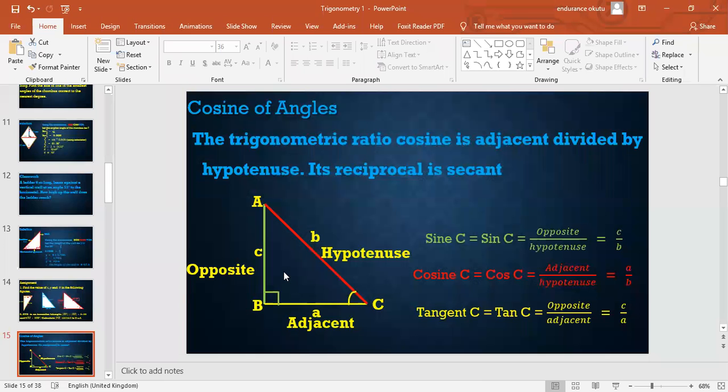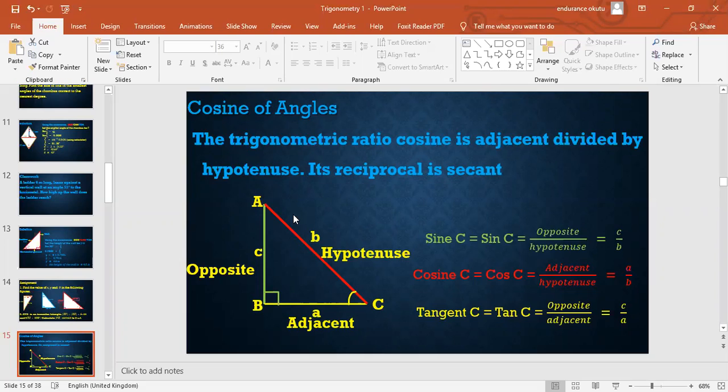So now we are going to look at trig ratio. We treated trig ratio. We had an introduction of sine, cosine, and tangent. I've sent the slides to you all to copy. Now I'm going to continue from cosine. For cosine of angles, the trig ratio is adjacent divided by hypotenuse.